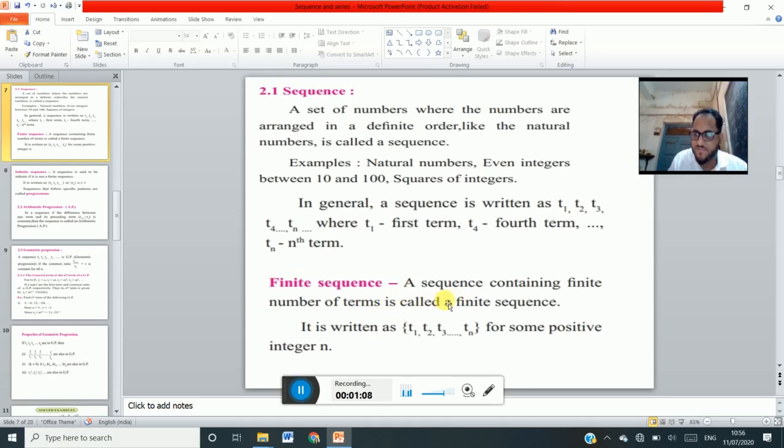Finite sequence is what? A sequence containing a finite number of terms is called a finite sequence. Finite means limited numbers, right? If a sequence has limited numbers, that should be known as a finite sequence. It is written in brackets as t1, t2, t3 up to tn for positive integers, right?